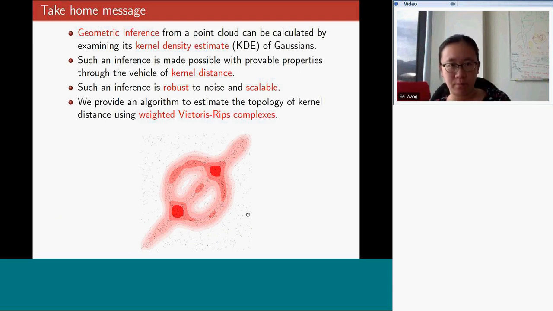The message is that geometric inference from a point cloud can be done by examining its kernel density estimate with respect to a Gaussian kernel, made possible by simple properties of the kernel distance. The super-level set of the kernel density estimate corresponds to the sub-level set of the kernel distance. Such inference is robust with respect to noise and is scalable. Finally, we provide an algorithm to approximate the topology of kernel distance using a weighted Rips complex. Here is a picture example of the level set of a kernel density estimate.